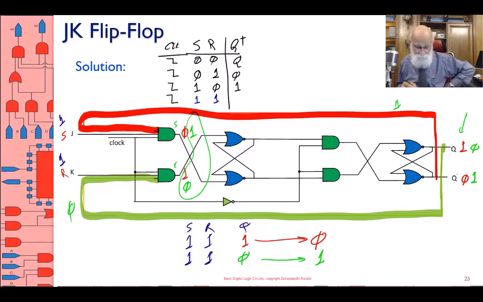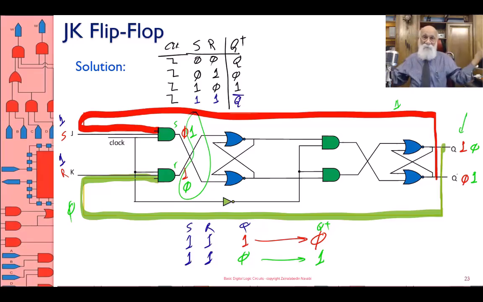All in all, what happens is my Q plus, if Q is 0 becomes 1, if Q is 1 becomes 0, and therefore this blue case is no longer an invalid case, this is Q plus is Q bar. I corrected the SR so that if 1, 1 happens, this thing is not going to lose memory. Instead, what it's going to do is complement.